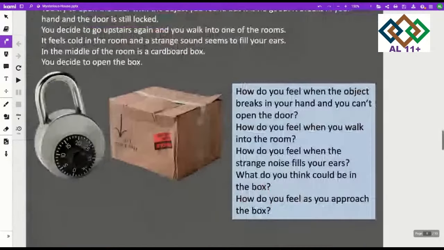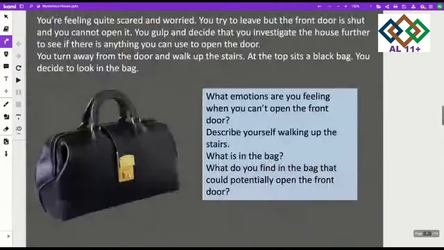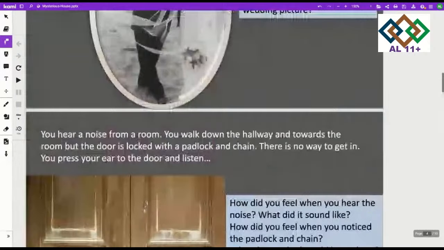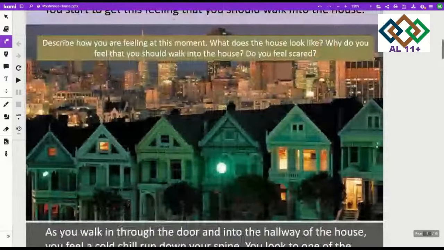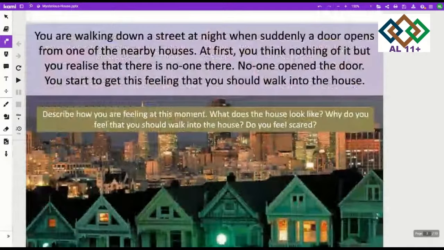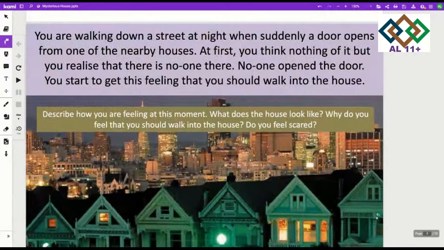I am going back to the PowerPoint to tell you how you would start writing. The PowerPoint starts with you walking, right? So your first paragraph could be describing where you're walking, why you're walking, and where you are going in the dark. All these things could be in your first one, and a little bit of information about the house.